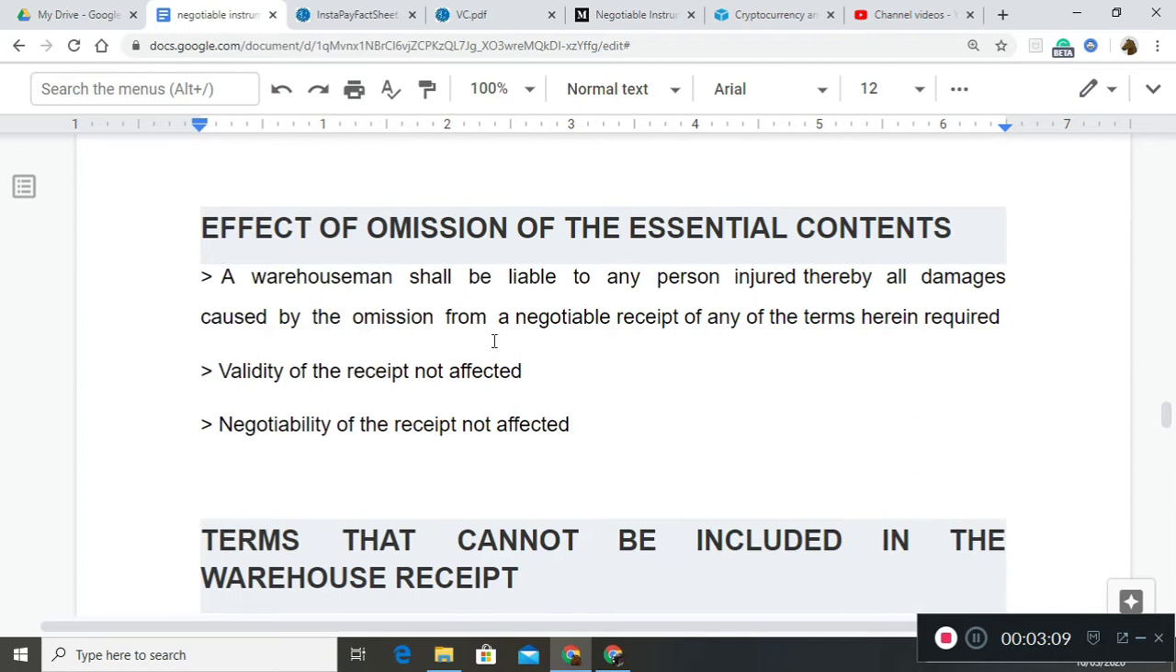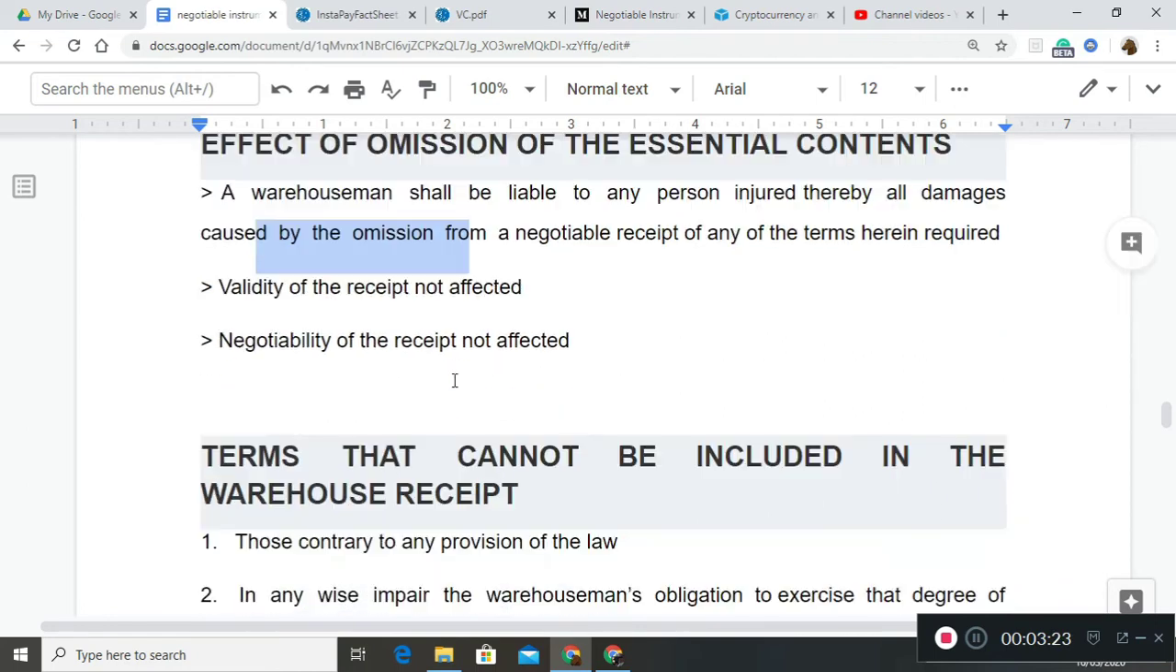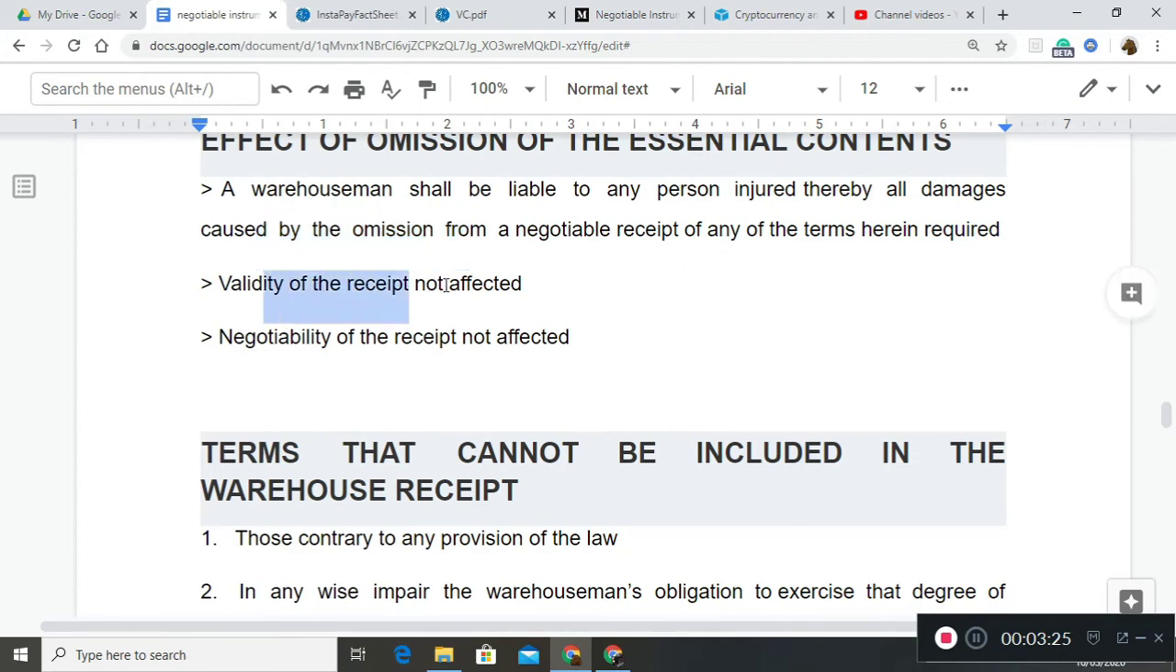Now, what happens if essential contents are omitted? The warehouseman shall be liable to any person injured thereby, as well as for all damages caused by such omission. The validity of the receipt is not affected. The negotiability of the receipt is not affected.